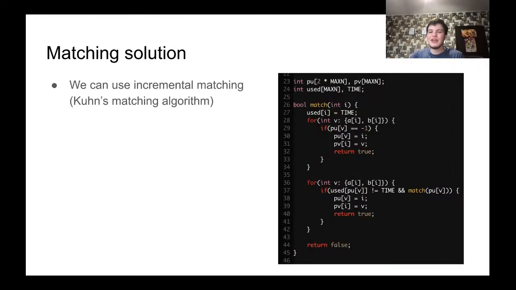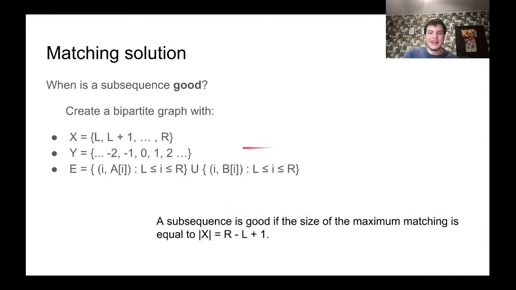And by incremental matching, I meant the Kuhn's matching algorithm. So yeah, there was a small question: do X represent positions in S? Yeah, by X I meant the positions. For every position, you want to choose either Ai or Bi, so that's why we have those edges. And Y is just all of the integers from minus infinity to plus infinity.